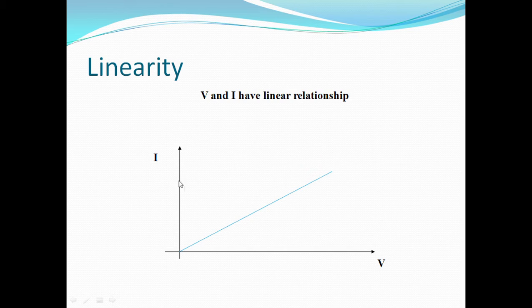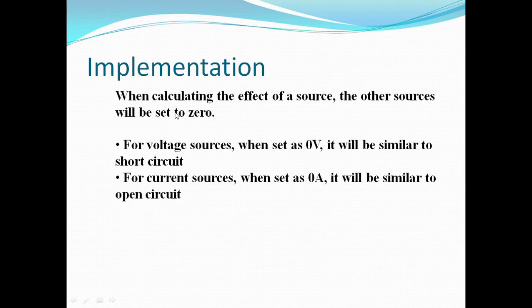So what is a linear network? If the VI characteristics flow through the origin, then it is called a linear network. How do we solve the network by using the superposition theorem?